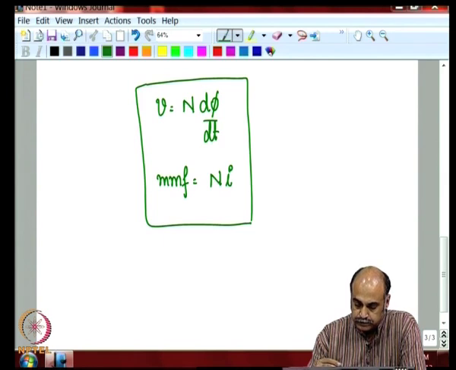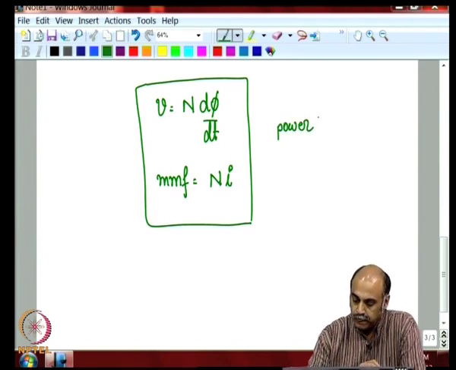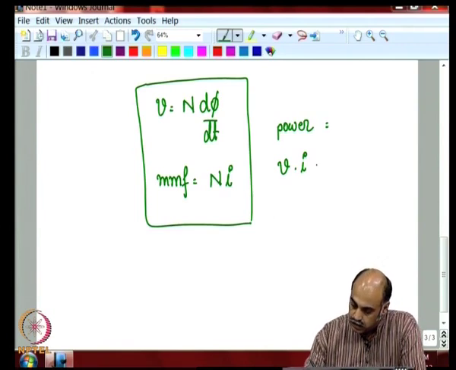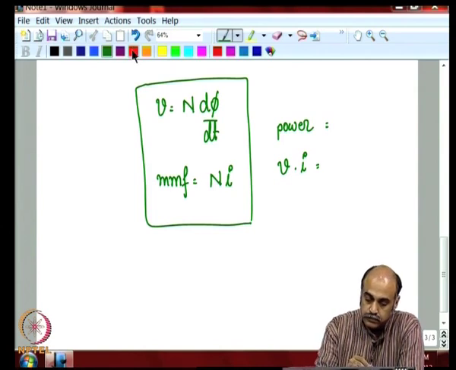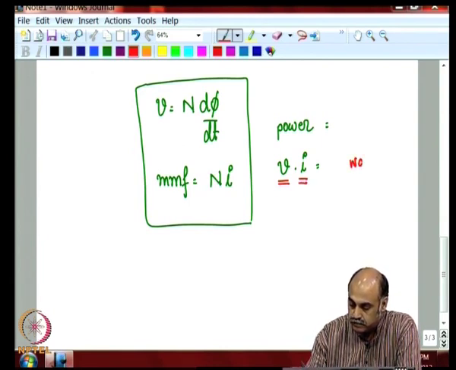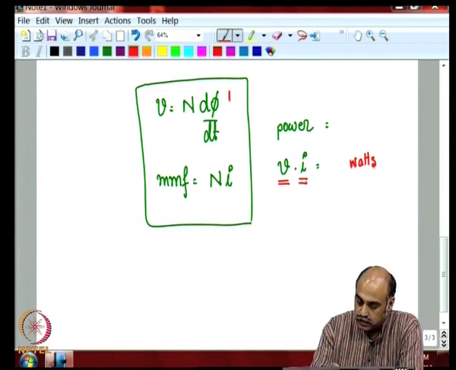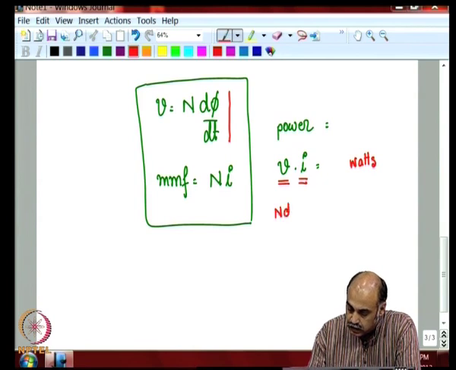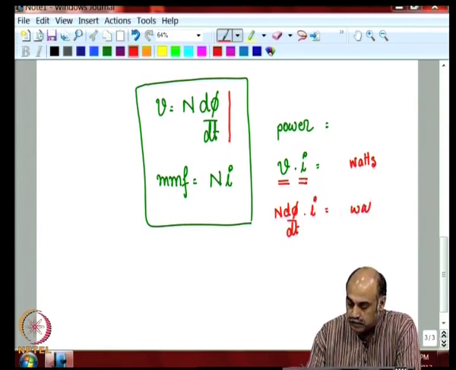Now, take for example the power. Power is V into I. In the electrical domain, you have a potential variable multiplied by a kinetic variable, which is power in watts. Now, let us take Faraday's equation and substitute it for the potential variable V. So, you have N d phi by dt into I as the power in watts.